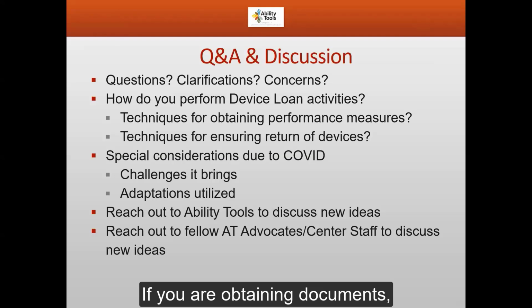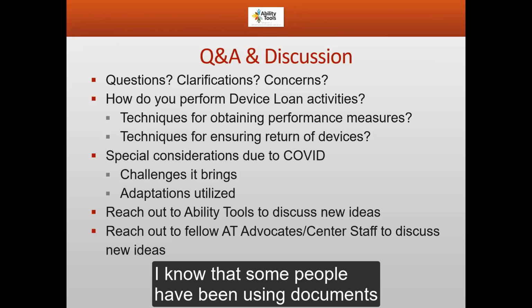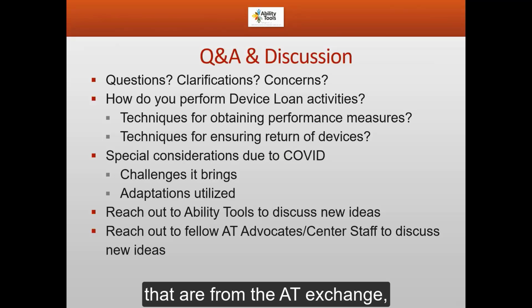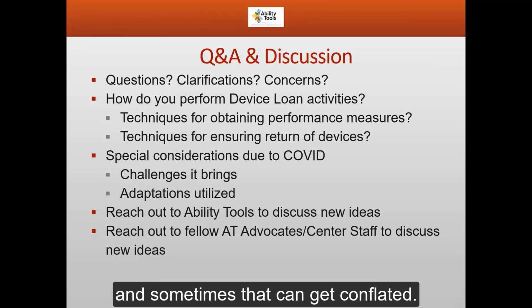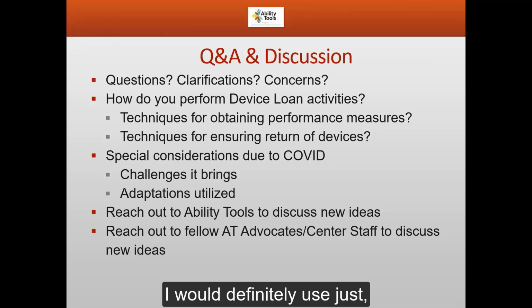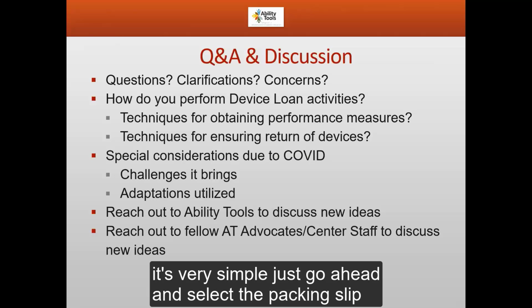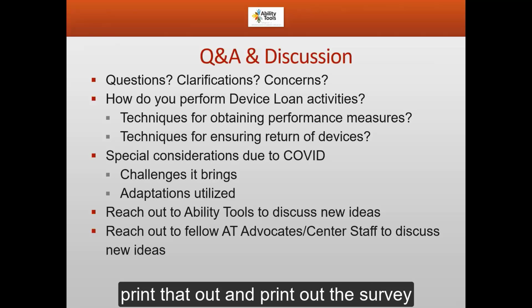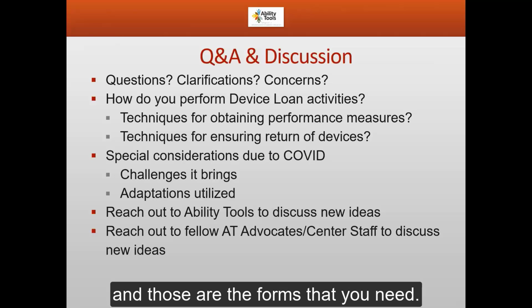If you are obtaining documents, I know that some people have been using documents from the AT exchange, and sometimes that can get conflated. That's not a good idea. It's very simple. Just go ahead and select the packing slip, print that out, and print out the survey, and those are the forms that you need.